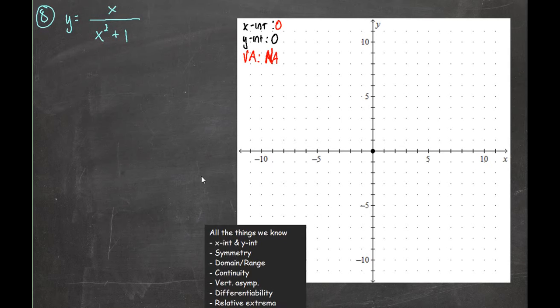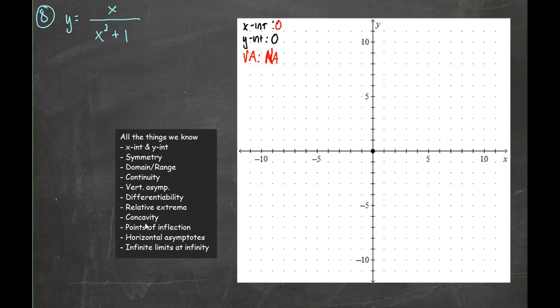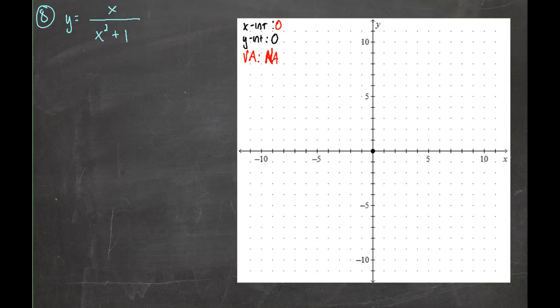Okay, so we just keep going through our list here. Vertical asymptote, differential, relative extrema. Let's do that. Let's find the derivative and the second derivative. First derivative, of course we always do that in dark purple.